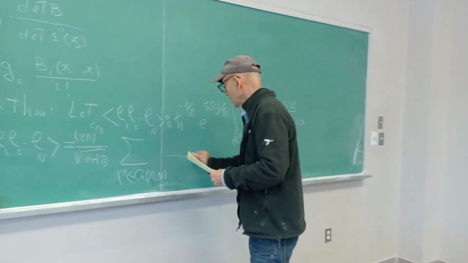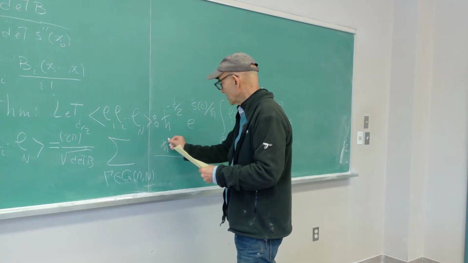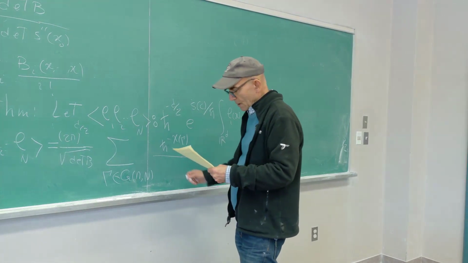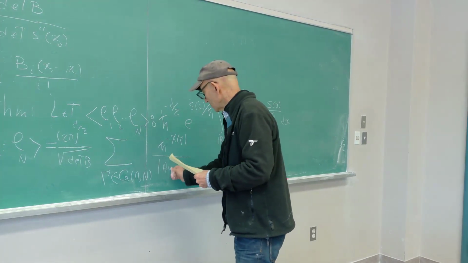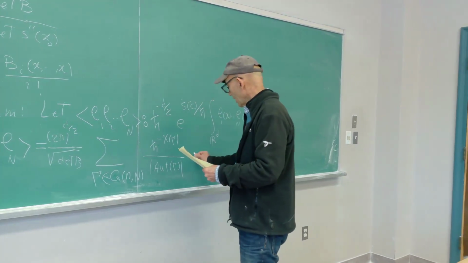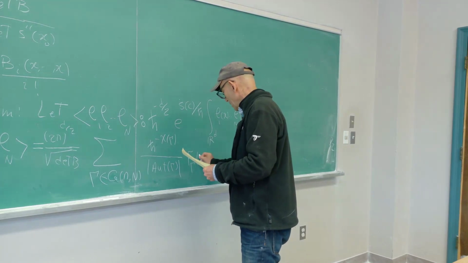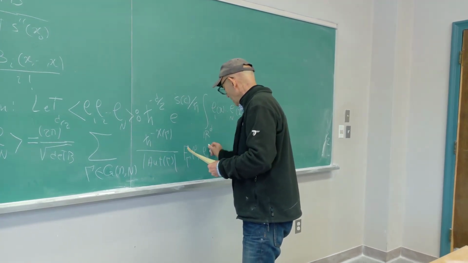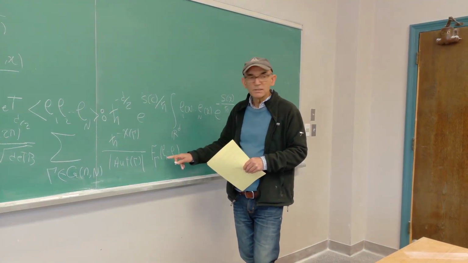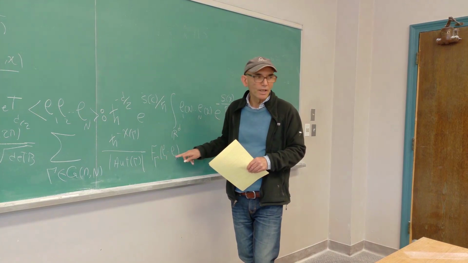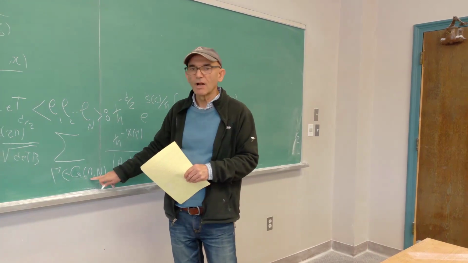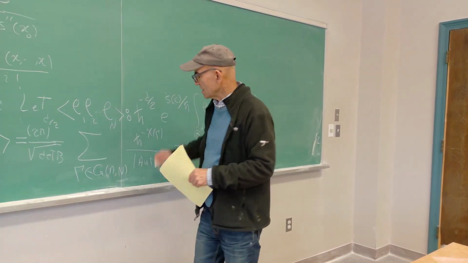So here I just write h bar to the power negative Euler characteristic of the graph gamma over order of automorphism of gamma, the symmetry factor, times f gamma of L1 through Ln. So the new ingredient here are these f gamma of L1 through Ln that we didn't have before, and also this space of graphs, Gn.